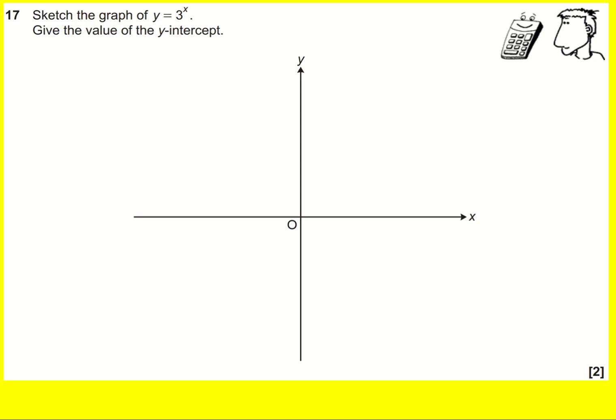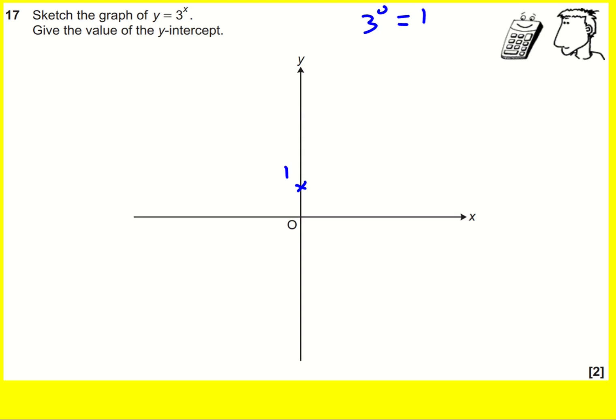In this question we're being asked to sketch y equals 3 to the x and to give the value of the y-intercept. Well, I'm just going to jump straight to the y-intercept, and that is going to be when x is 0, so I get 3 to the 0, which is 1. Essentially, any exponential of this form, whether it's 2 to the x or 4 to the x, will go through 1, so I can label that on.